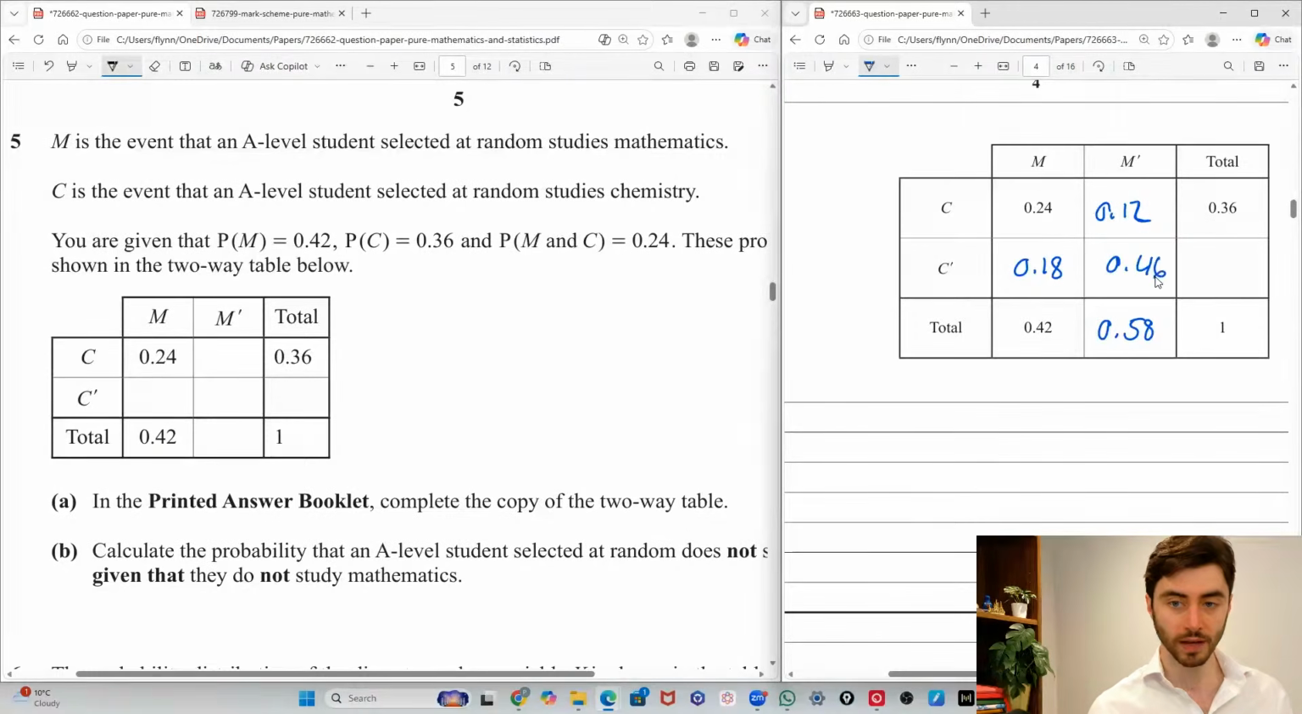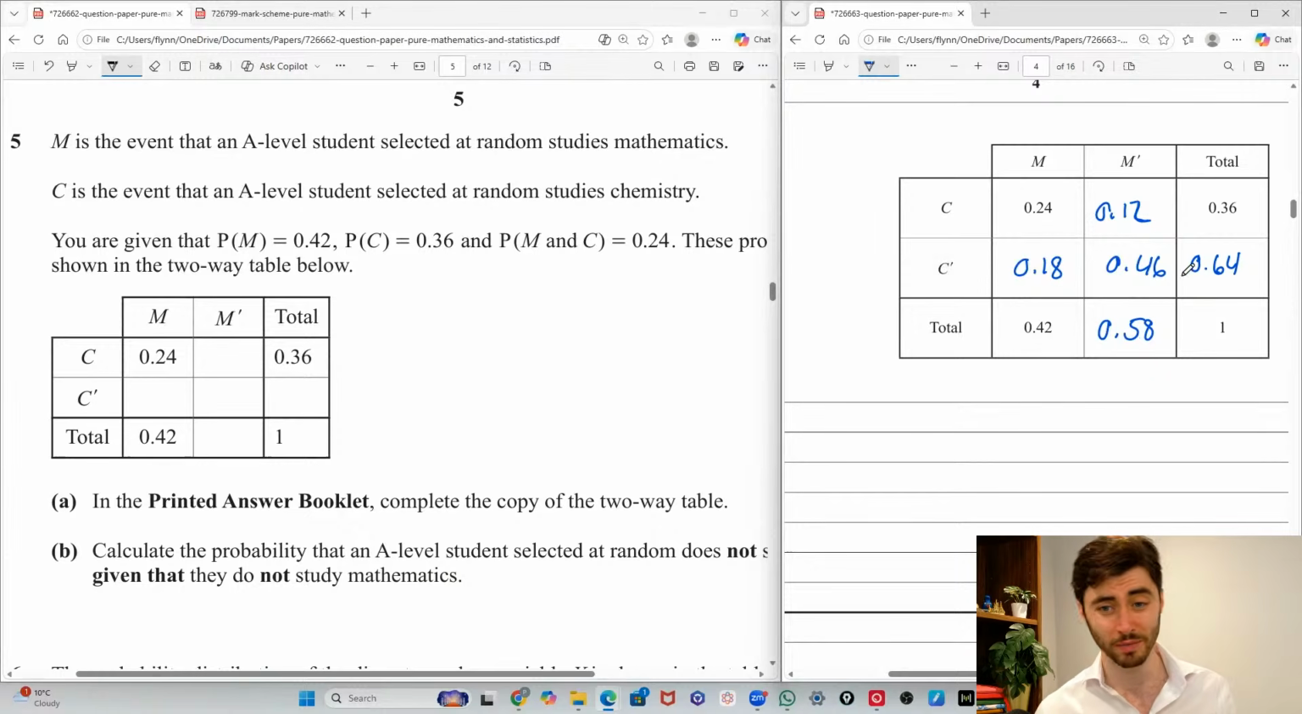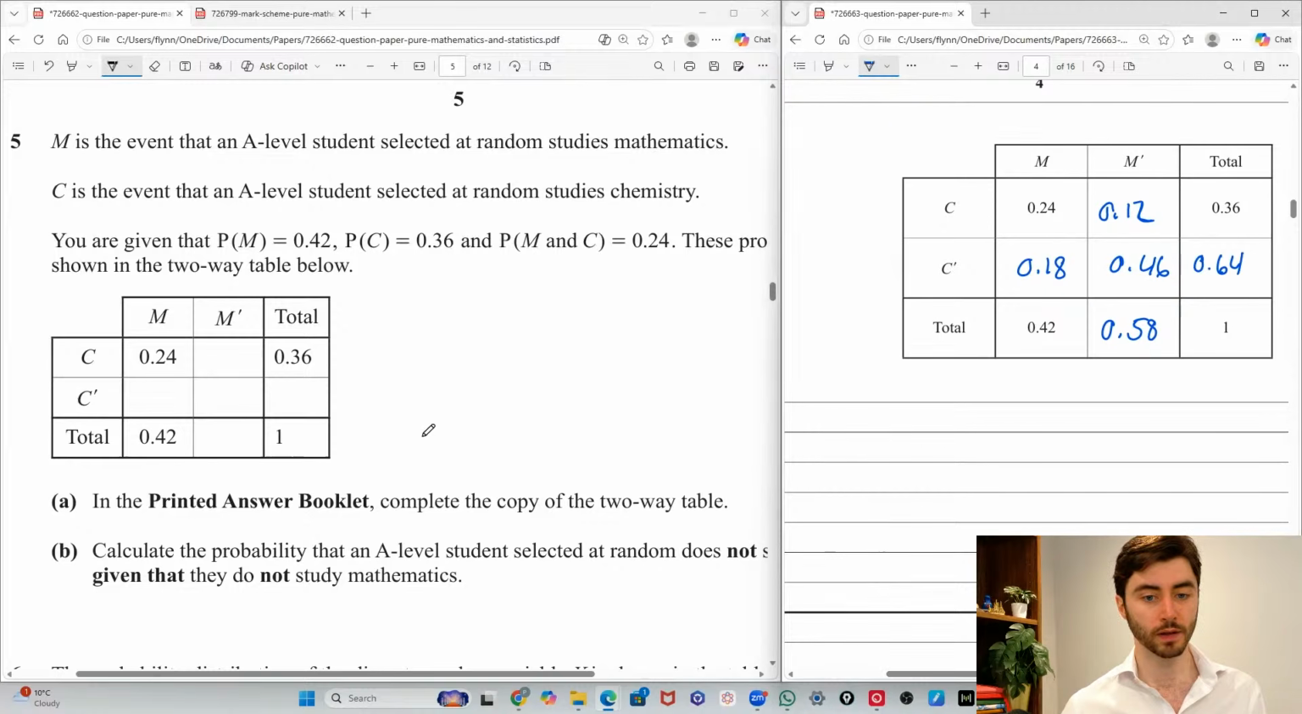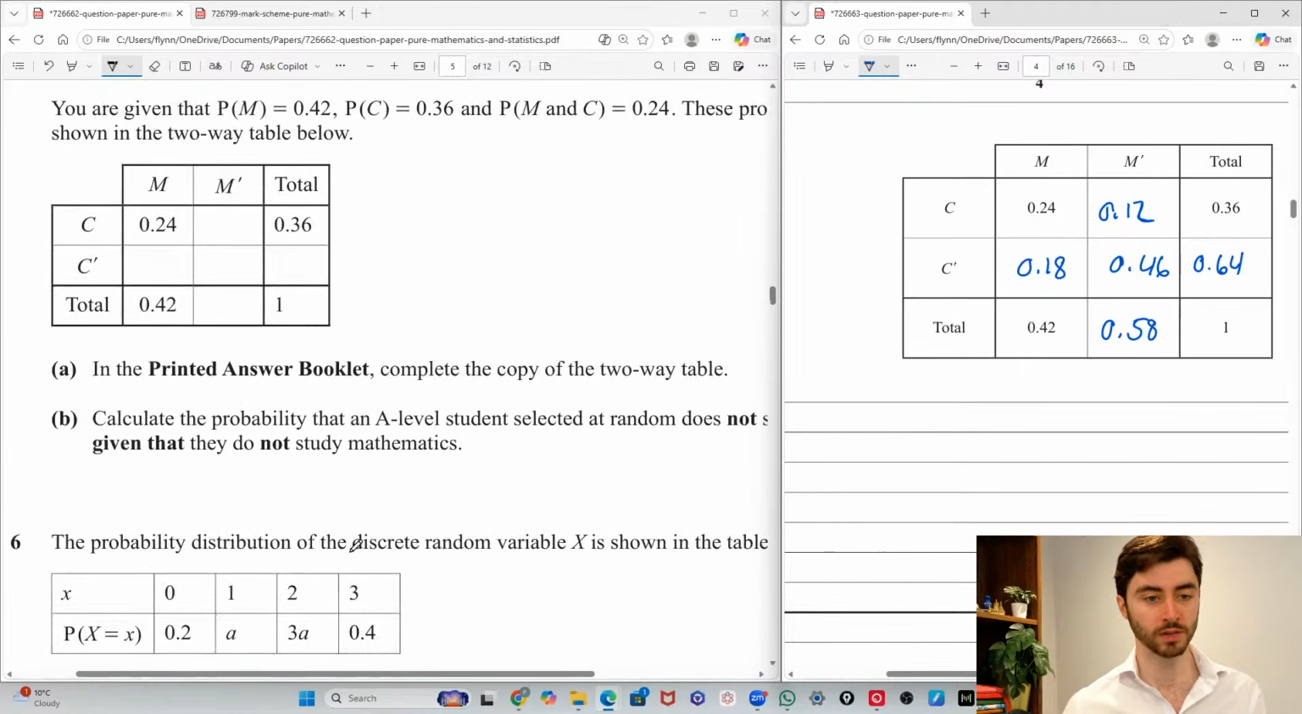Because honestly, don't be a hero here. There's no extra points for doing it mentally if that's just going to increase your risk of an execution error. So I'm just going to, yeah. So that's 5A. Complete the two-way table, done.